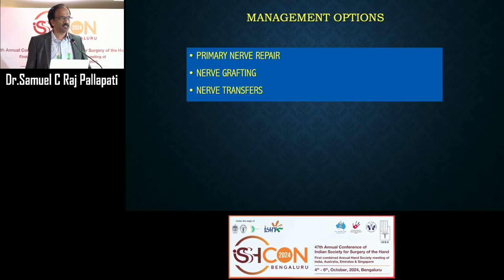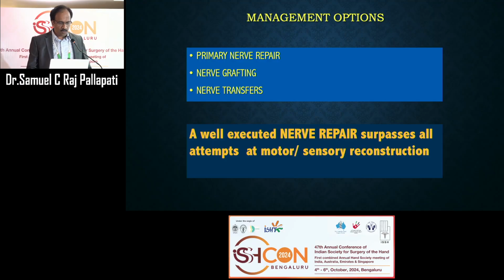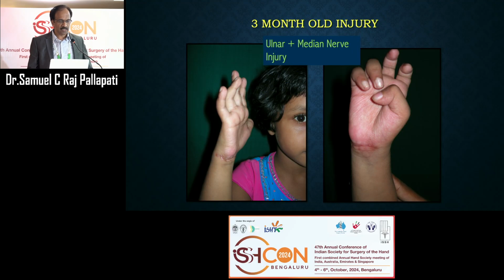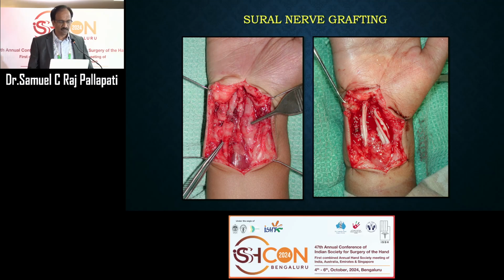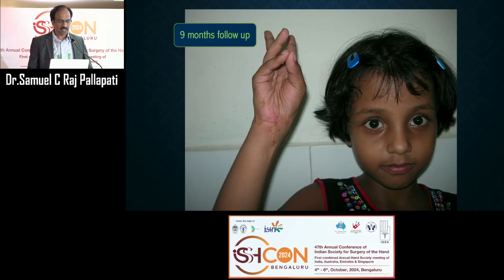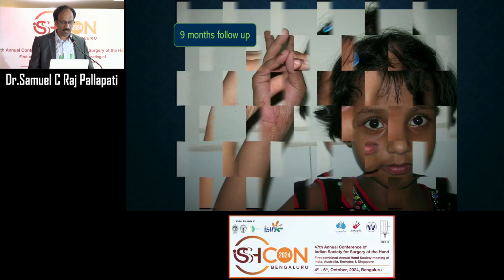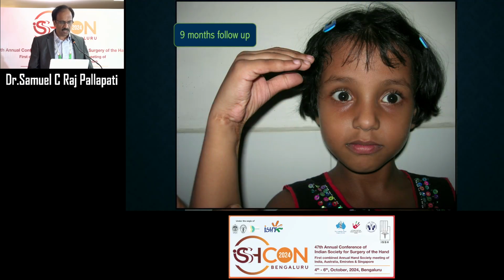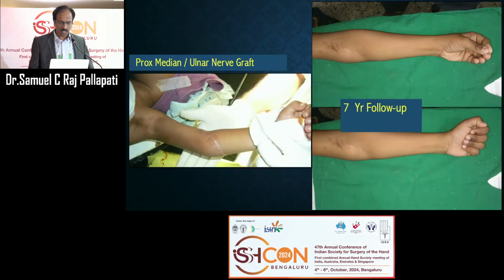Management options are definitely primary nerve repair if the patient comes early, nerve grafting if it's slightly later, and nerve transfers as Dr. Piyush has presented. A well-executed nerve repair surpasses all attempts at motor and sensory reconstruction. This girl presented with median and ulnar nerve laceration at the wrist at 3 months after injury and underwent nerve grafting. Within 9 months she had both ulnar and median intrinsic recovery, and she can hold the lumbrical position, showing that the intrinsics have recovered.